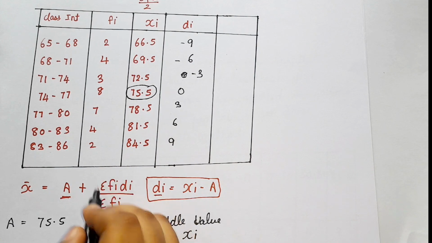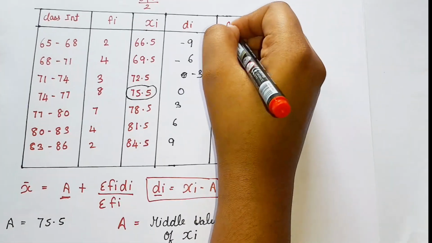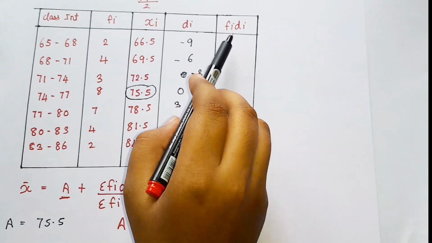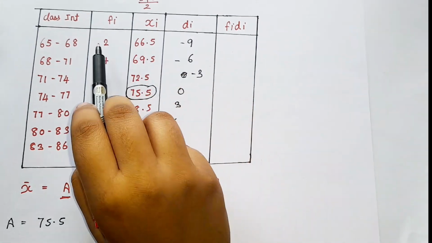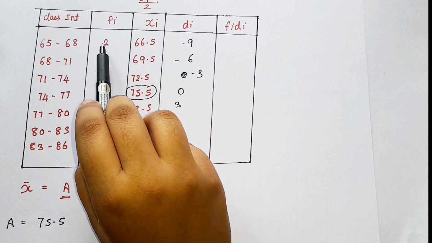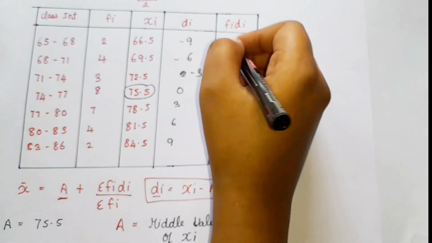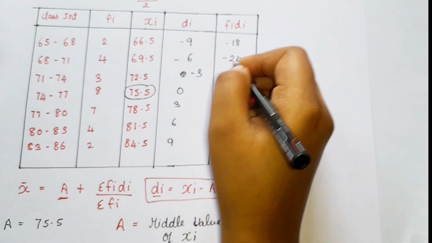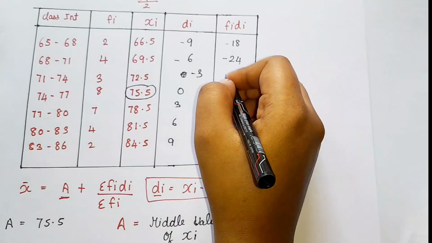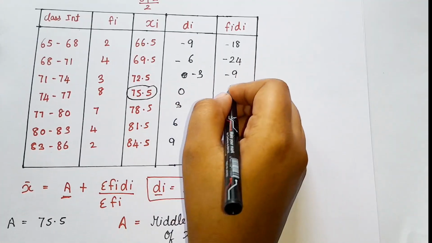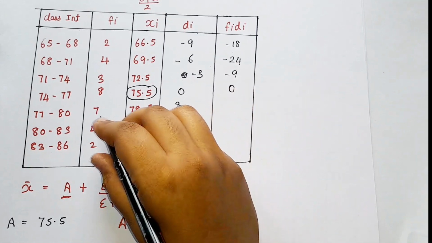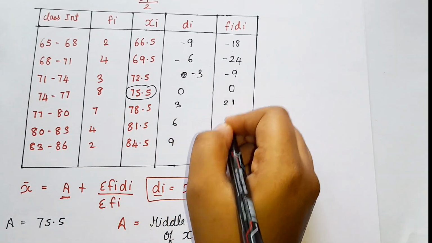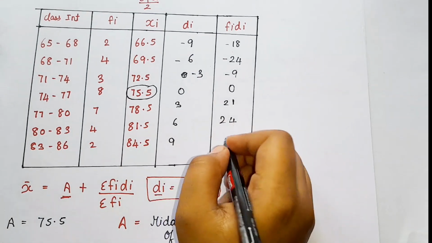Alright, so now actually we want fi into di, isn't it? Now I have the di value as well as the fi value. Then it is literally easy to find it. So what is fi? Fi is here and di is here. So 2 into minus 9 is minus 18, and 4 into minus 6 is minus 24, and 3 into minus 3 is minus 9, and then 8 into 0 is of course 0, and then 7 into 3 is 21, and then 4 into 6 is 24, and 2 into 9 is 18.